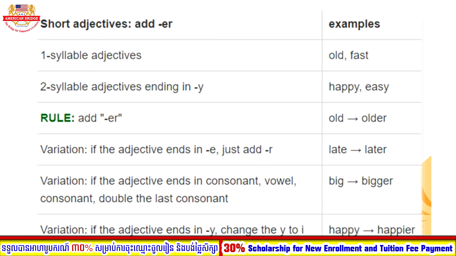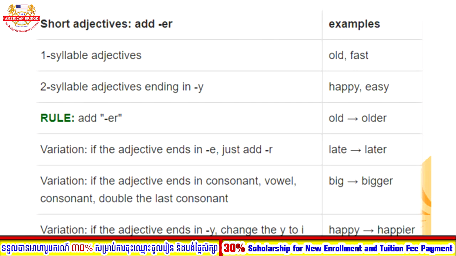For two syllable adjectives ending in y, like the words happy, easy. So what should we do, everyone, with adjectives that end in y? We have to change y into ier. Okay, so happy will be happier. Easy becomes easier. Okay, got it? Everyone?